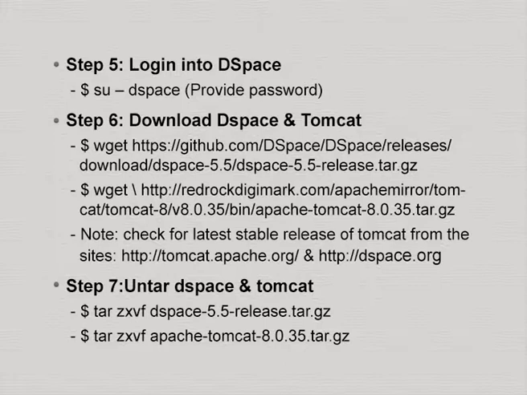Once you get these files downloaded using wget, you can untar and unzip them. You can see tar zxvf, where z stands for unzipping and x stands for extracting the individual files out of the tar file. So, here both DSpace and Tomcat are extracted.